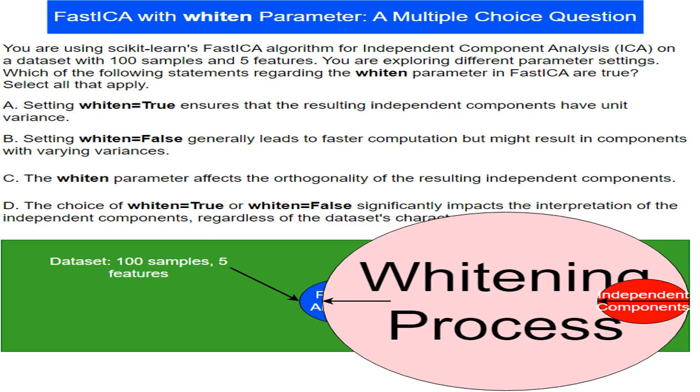Before applying FastICA, I can choose to pre-process the data using a whitening process. Whitening centers the data around 0 mean and scales each feature to have unit variance. This means making the average value of each feature 0 and ensuring that the spread or variability of each feature is the same. This pre-processing step is controlled by the "whiten" parameter.